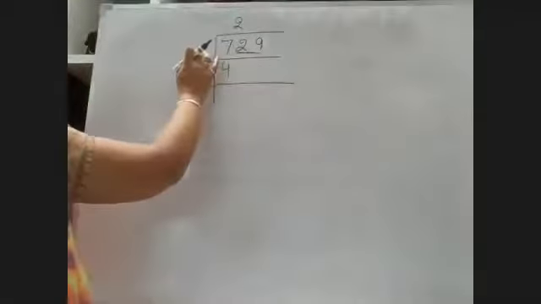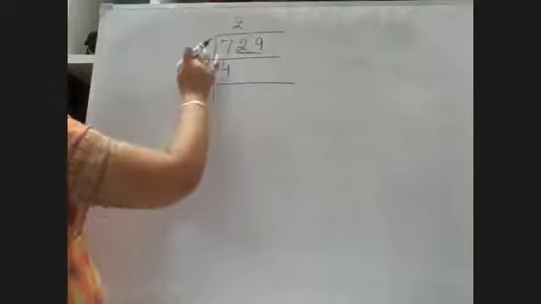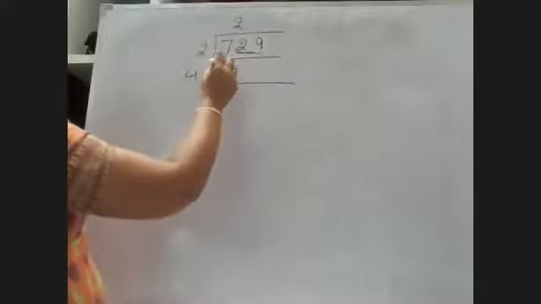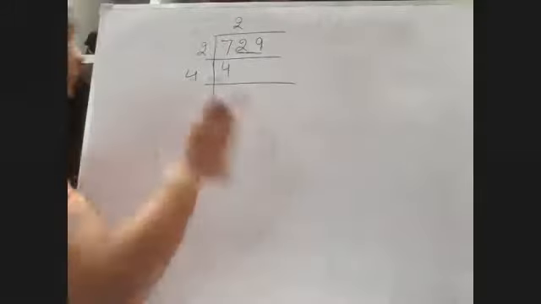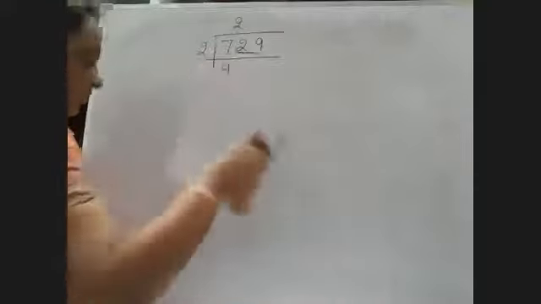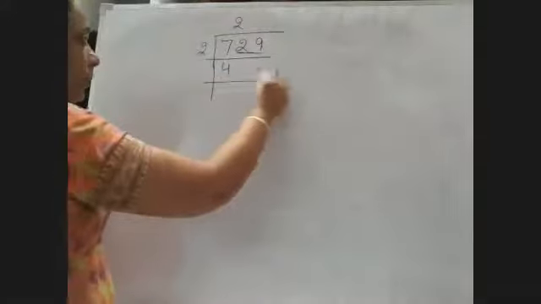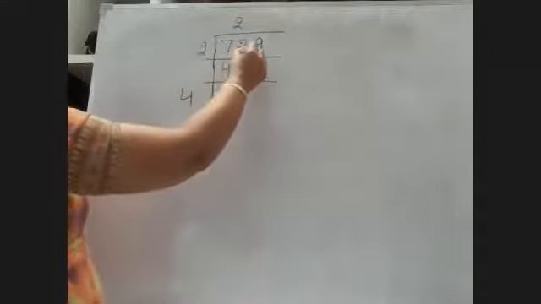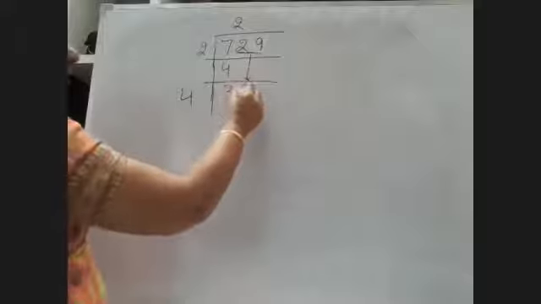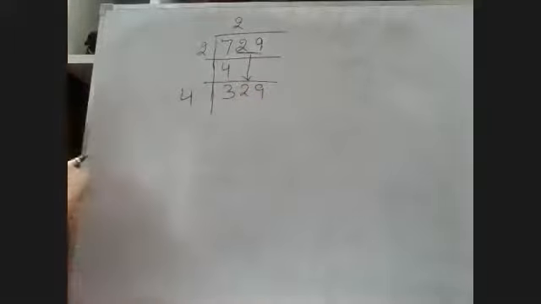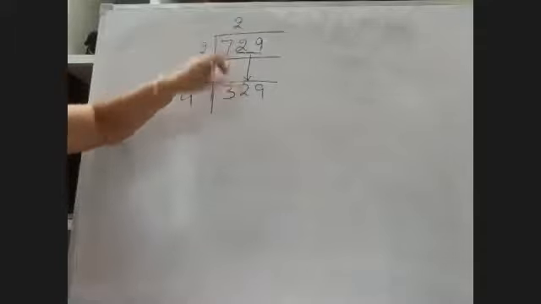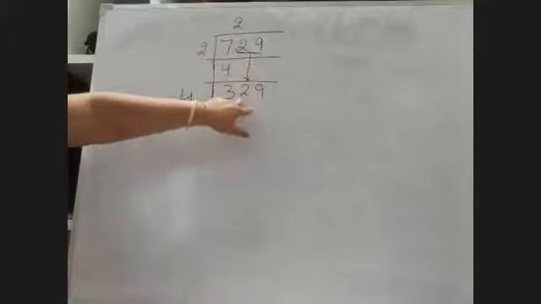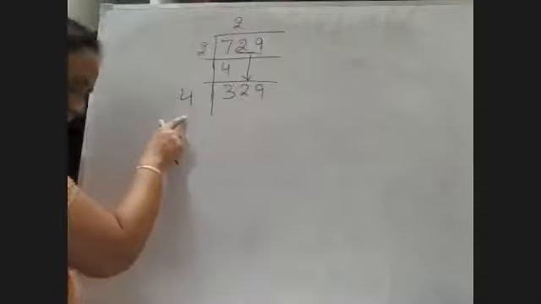Now the next step: add these two numbers, 2 plus 2, 4. And 7 minus 4 is 3. Now the next number is 2 plus 2, which is 4. And our next pair is 29. Now 29 as a pair, not 2 and then 9, both numbers at the same time, 29. Now here we have the number 4.